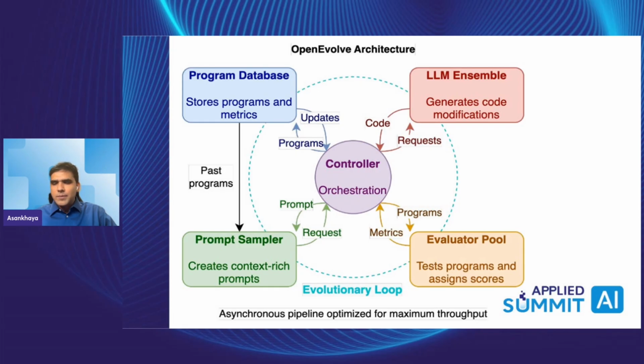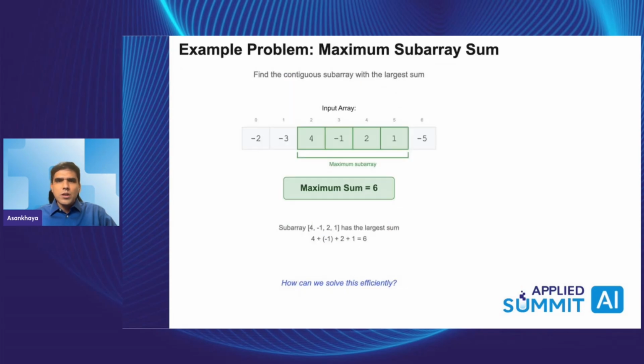Once we have this, just to give you an understanding of how you can take a particular program and run it through this whole evolutionary cycle, I'll take a simple example of the maximum subarray sum problem, which is a well-known problem where you're given an array of integers and you want to find the contiguous subarray with the largest sum. In this particular example, you can see that the subarray from index 2 to 5 has the sum 6, which is the maximum for this particular array, right?